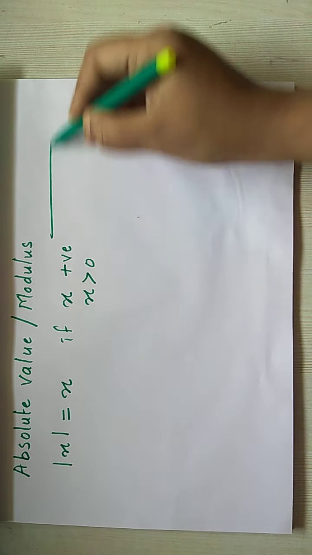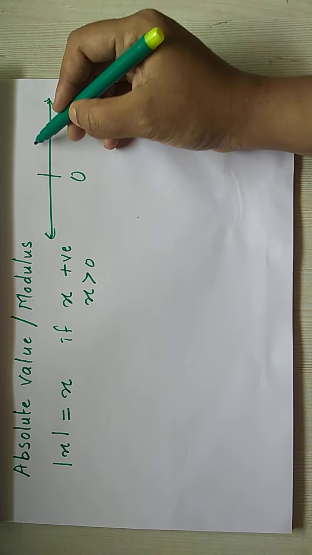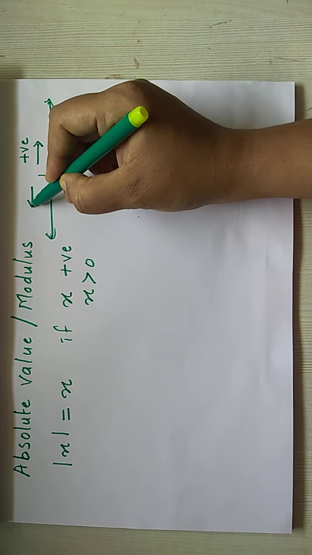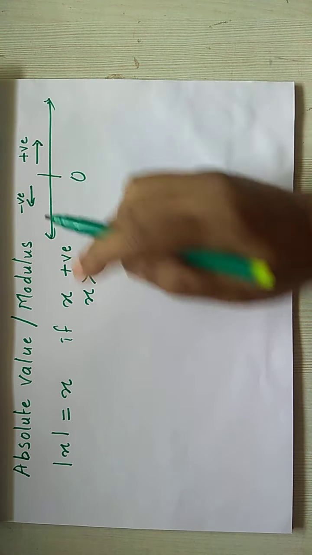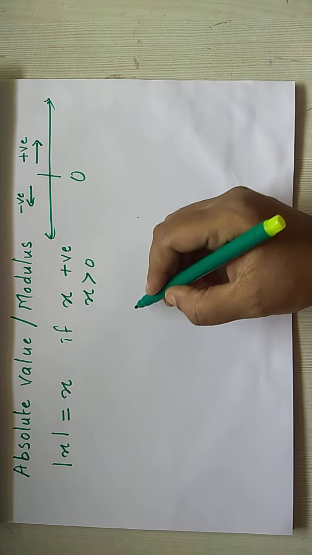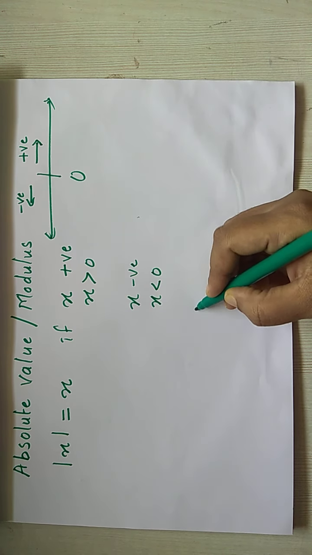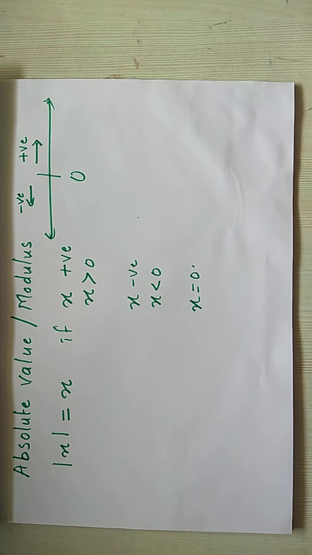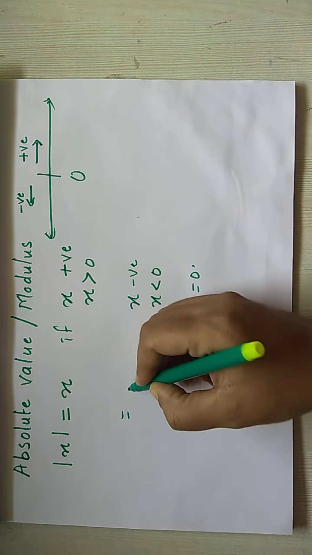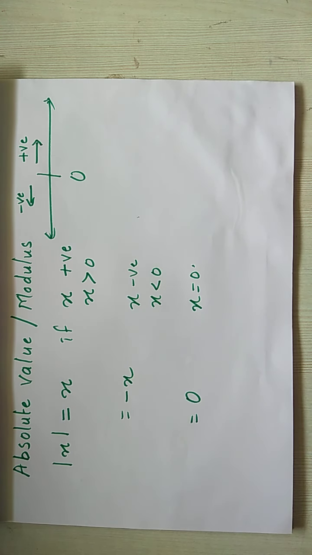If you observe, children, on the number line we have basically three sections. The center point, that is 0. All the numbers on the right are positive. All the numbers on the left are negative. So we classify the numbers into three parts: all the x which are positive, all the x which are negative, that is x less than 0, and x when it is 0. So what is the value of modulus of x? X when it is positive, minus x when it is negative, and 0 when it is 0.